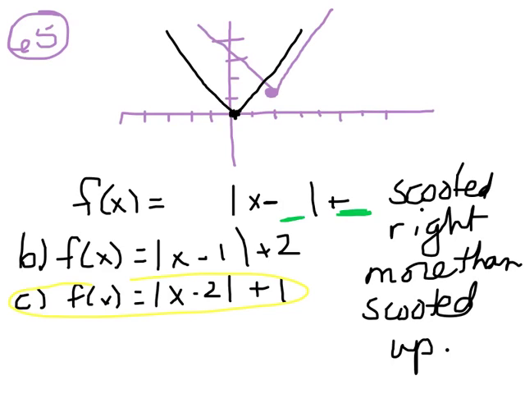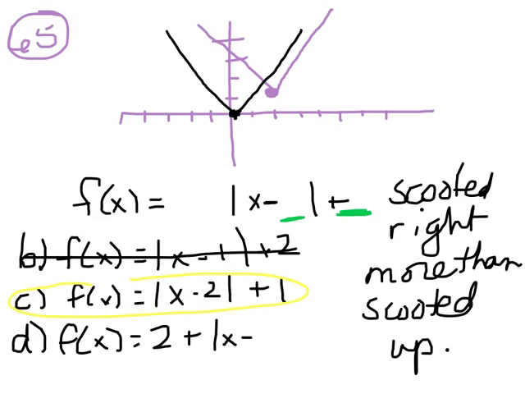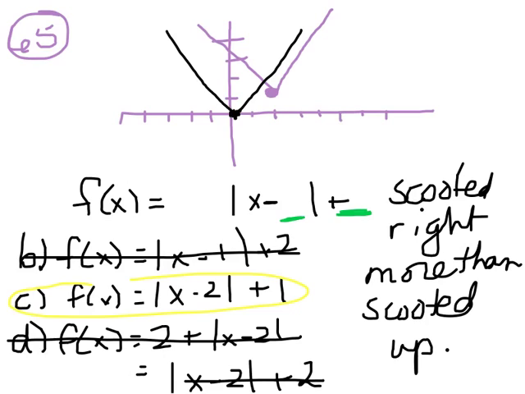If I look at D, we'll just kind of look at the other answers. I'm going to go ahead and mark out B because I'm pretty sure that's not it. D says f of x equal 2 plus the absolute value of x minus 2, and it'd be more readable to my brain if I rearranged this and wrote the absolute value like that. That's a possibility if you think they're scooted equally. I just feel like it's scooted more to the right than it is up, so I'm going to discount D.